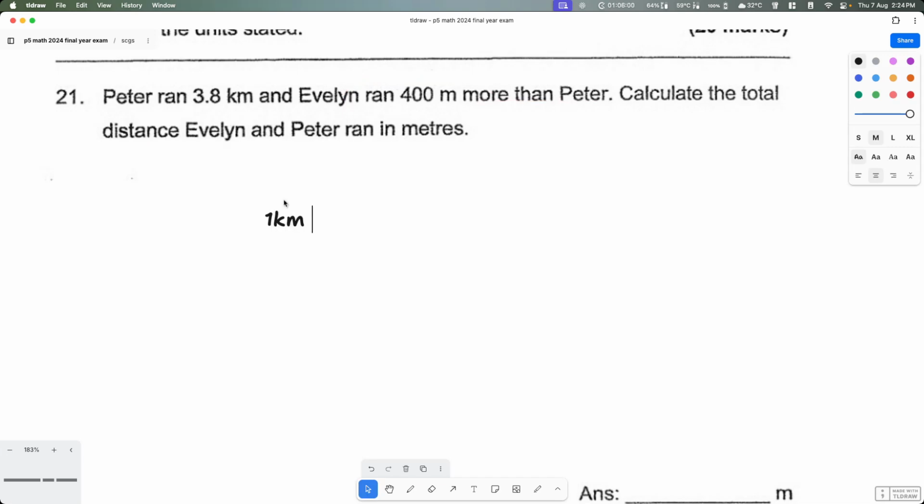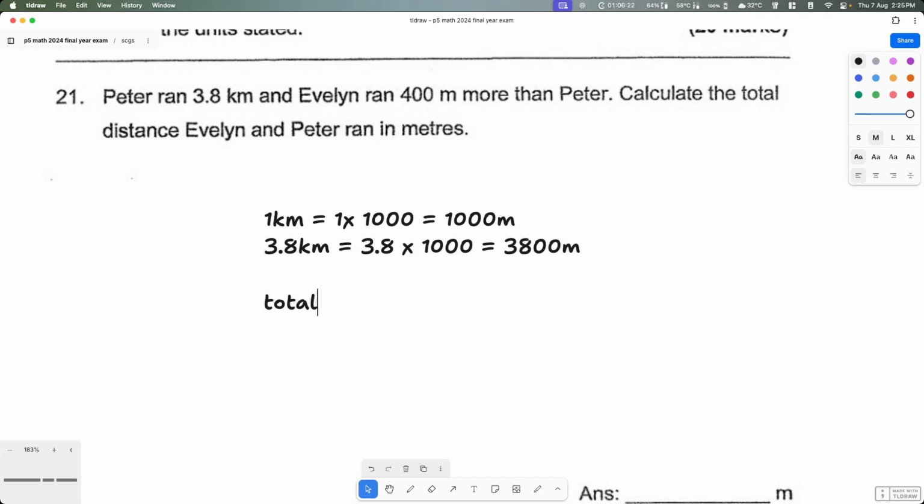So 1 km is equal to 1 times 1000, which is 1000 meters. So 3.8 km is equal to 3.8 times 1000, equal to 3800 meters. Sorry, Evelyn ran 400 meters more than Peter, so 3800 plus 400 is equal to 4200 meters.